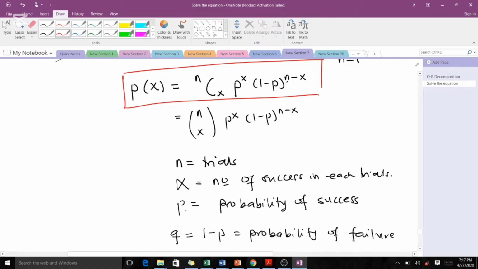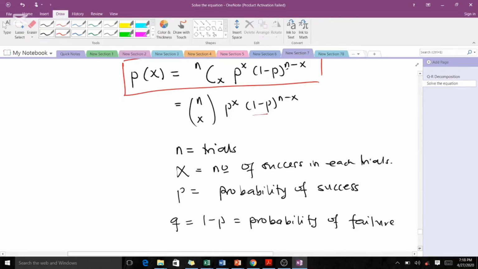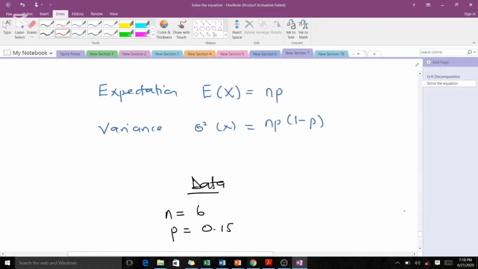So let's see the parameters. n is the number of trials and x the number of successes in the trials. p is the probability of success and q is the probability of failure. So let's look at the expectation. The expectation is n multiplying p, then the variance is n multiplying p then q, where q was 1 minus p. If you know the variance, we can find the standard deviation, which will just be the root of the variance, as we see here in the listing.